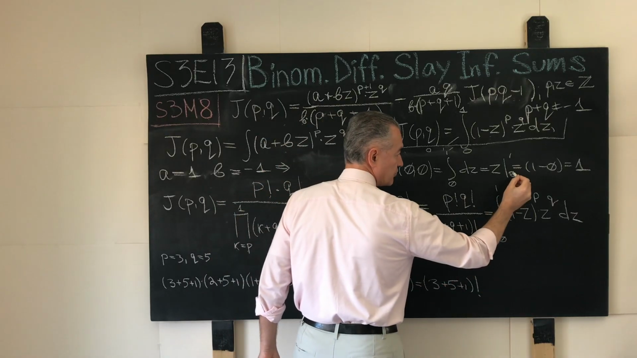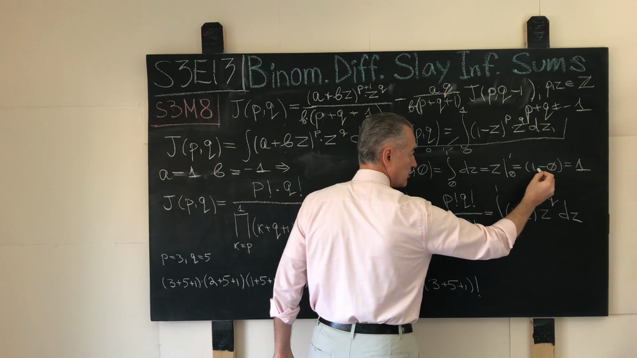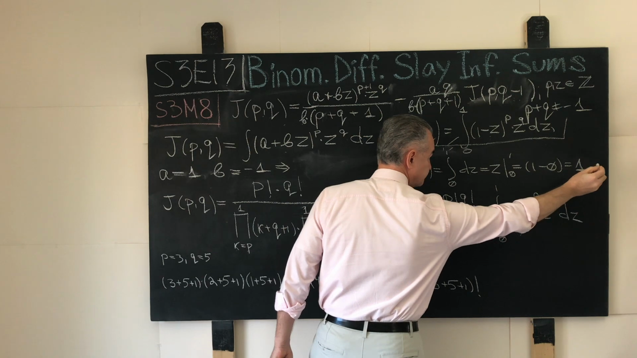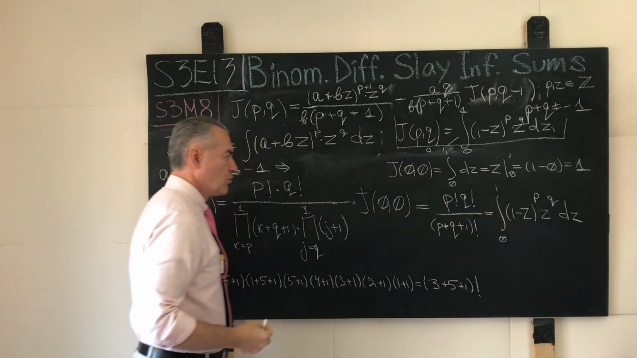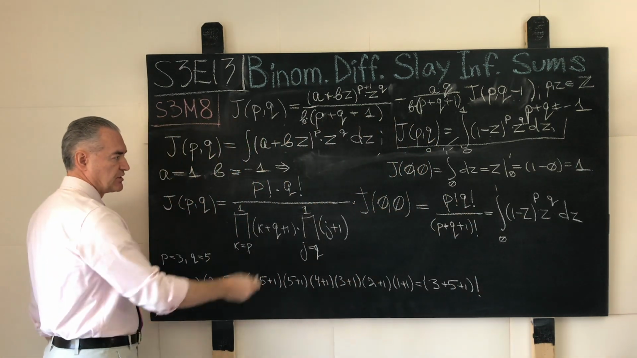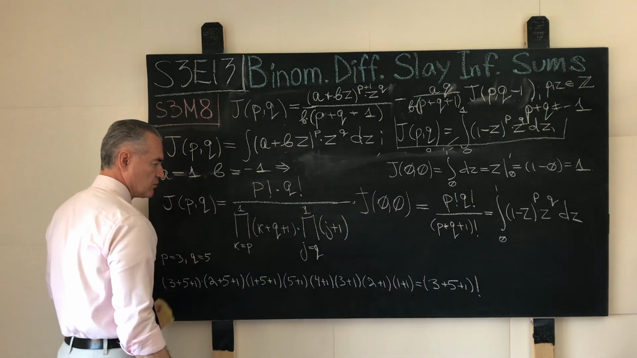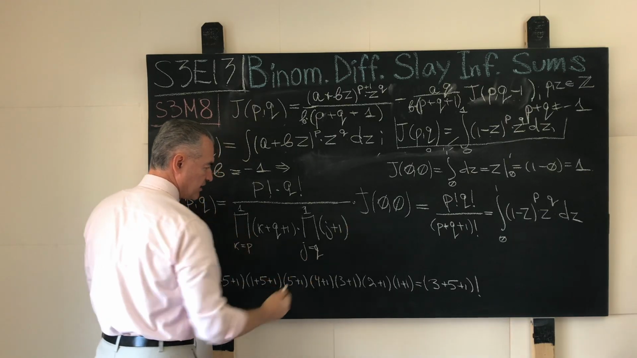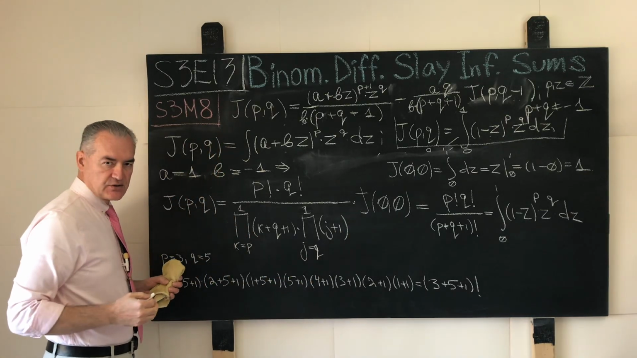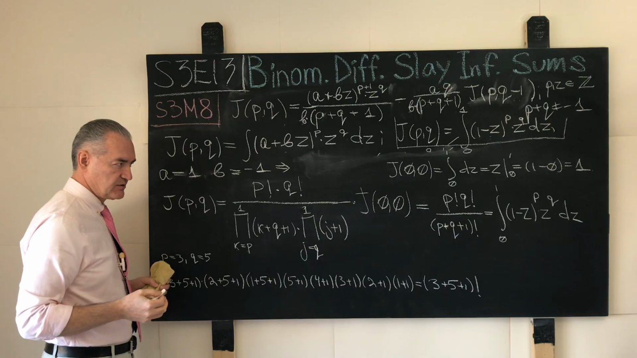Integrated between the boundaries of 0 and 1 becomes what? 1 minus 0, which is 1. Wonderful. We now write down our result: p factorial times q factorial times 1. And now we just have to deal with this animal. This animal may look scary at first blush, but it is not really.